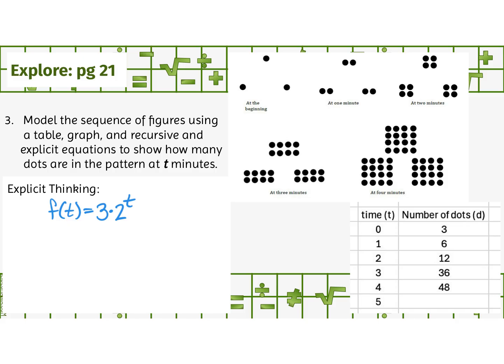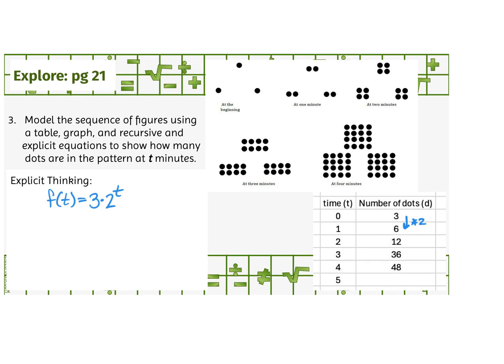So we take 3, we multiply it by 2. And how do we get to the 12 from the 6 without looking at the previous one? If we're trying to get time 2, we're going to take 3 and multiply it by 2 times 2. So notice I have two 2's. And how do we get time 3? I'm going to take 3 and multiply it by three 2's. And then how do we get time 4? We're going to take 3 and multiply it by four 2's.